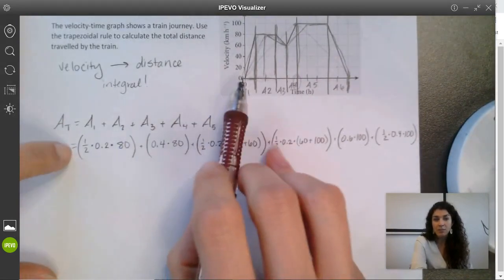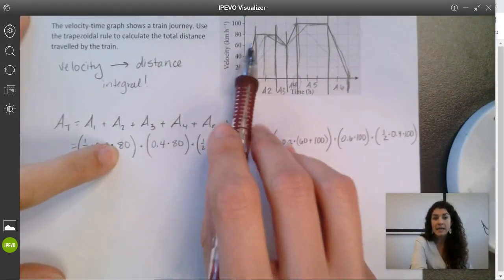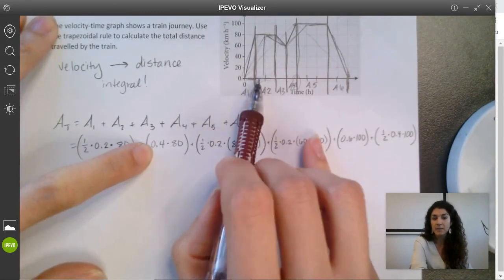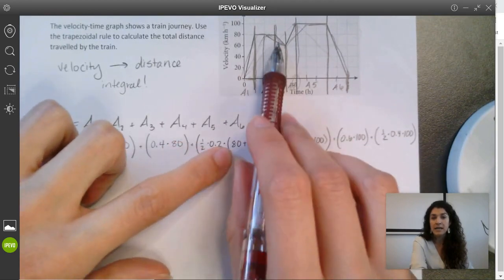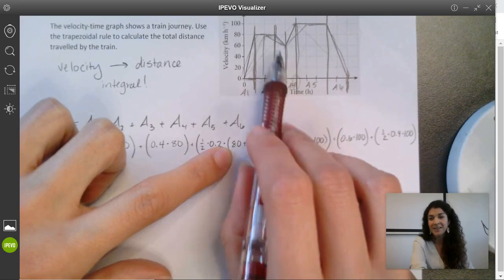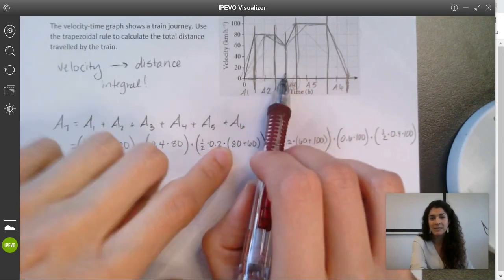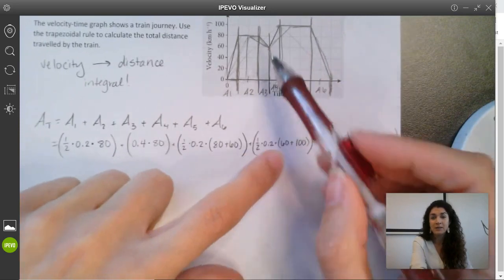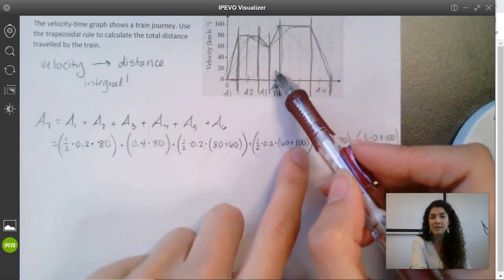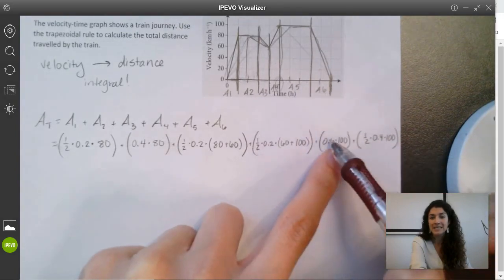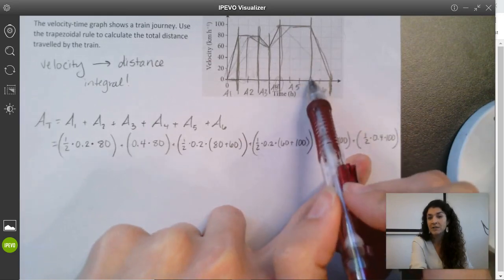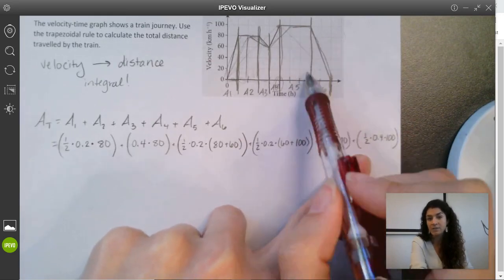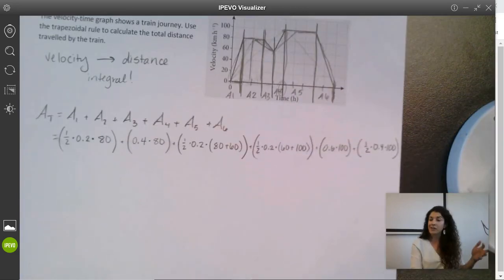Area of the triangle here, 0.5 times 0.2 is that base, 80 is the height, 0.4 would be the base here, 80 would be the height. Area of a trapezoid, 0.2 is the height, and then 80 would be the first base, and 60 would be the second base. Same with the second trapezoid, 60 and then 100 for your bases. And then we've got this distance right here would be 0.6, and then the height of that guy is 100. And then for your last triangle, a half times 0.4 is this distance, and then 100 is that. So then we just need to go through and calculate that all, add it all together. Go ahead and do that on your own and tell me what you get.